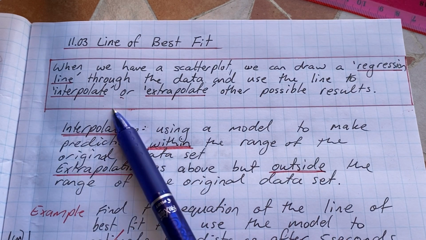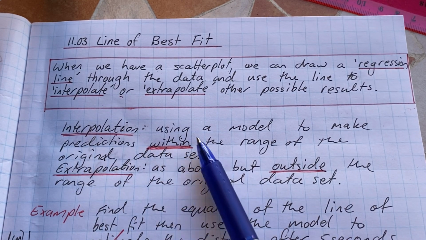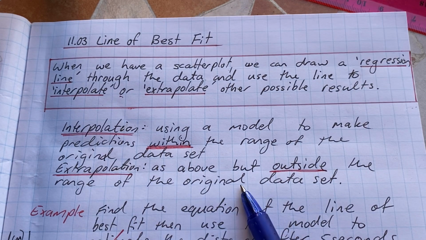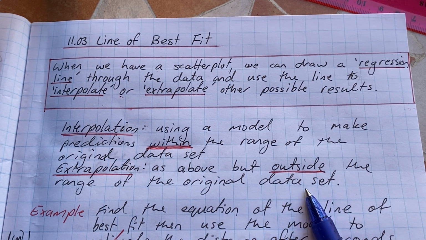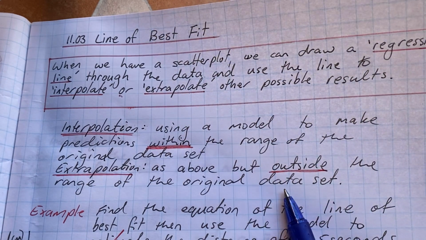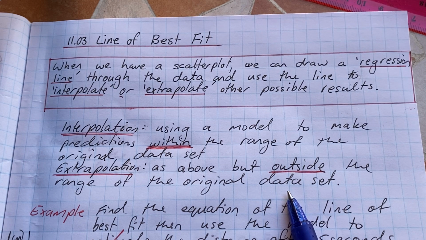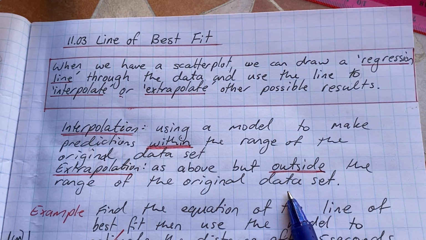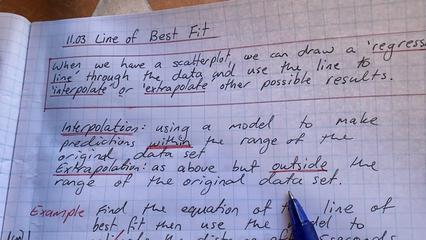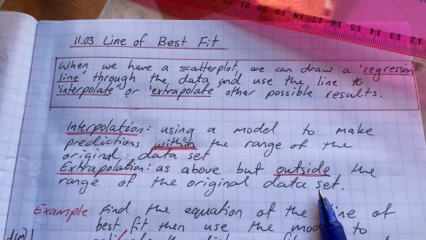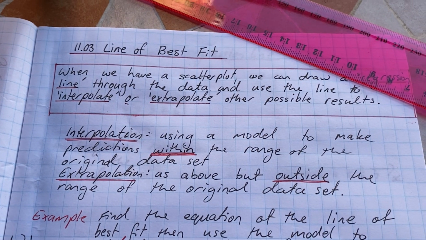So interpolation is looking inside the range of the data set. Extrapolation is looking outside the range of the original data set. So if your original data set went up to, say, 10 seconds, then interpolation would be finding anything from 0 to 10 seconds using your model. Extrapolation would be when you go past 10 seconds and estimate what the result might be if you went for a longer amount of time.